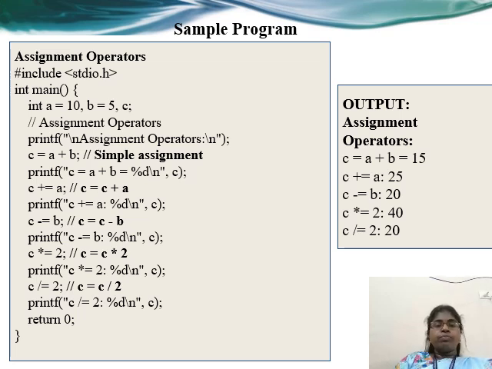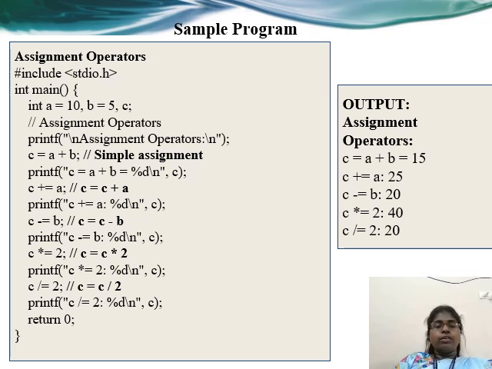Then we go to the C subtract assign equal to B. So C equal to C minus B. Next statement, printf statement. Just print the C minus B is the value of the subtraction operation. Then we go to the C multiply assign B. So B is the two of the value.